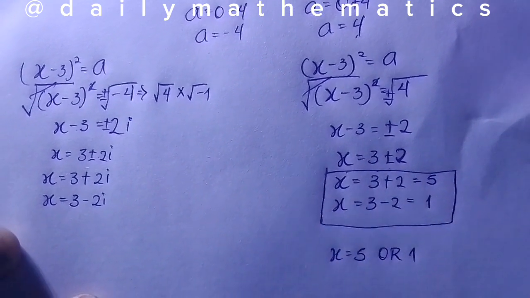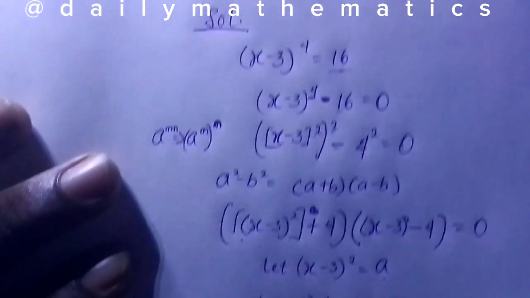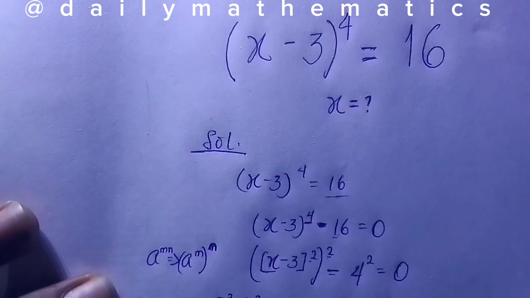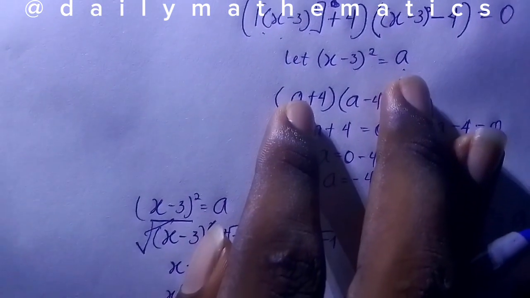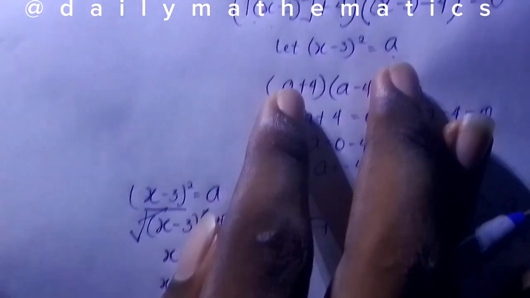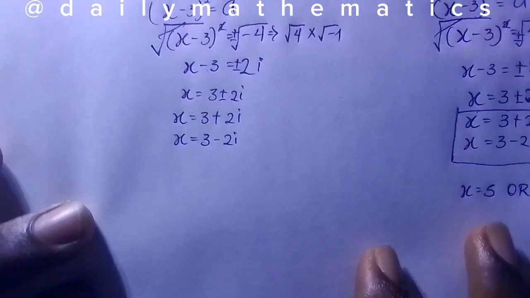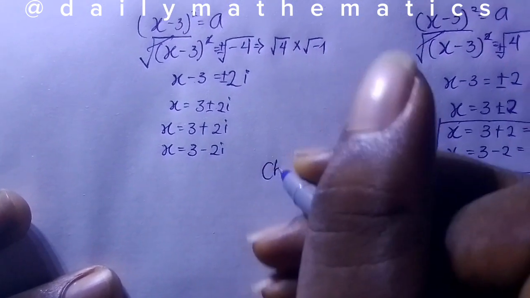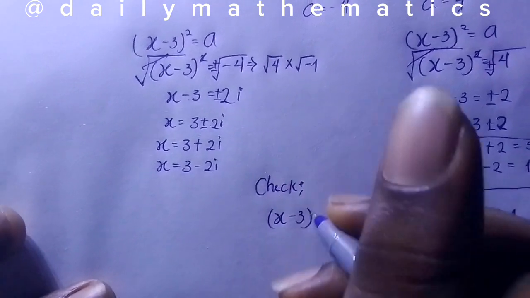All right, so let's check. So this is our original equation. (x minus 3) raised to the power 4 equals 16, right? So let's check. (x minus 3) raised to the power of 4 equals 16.